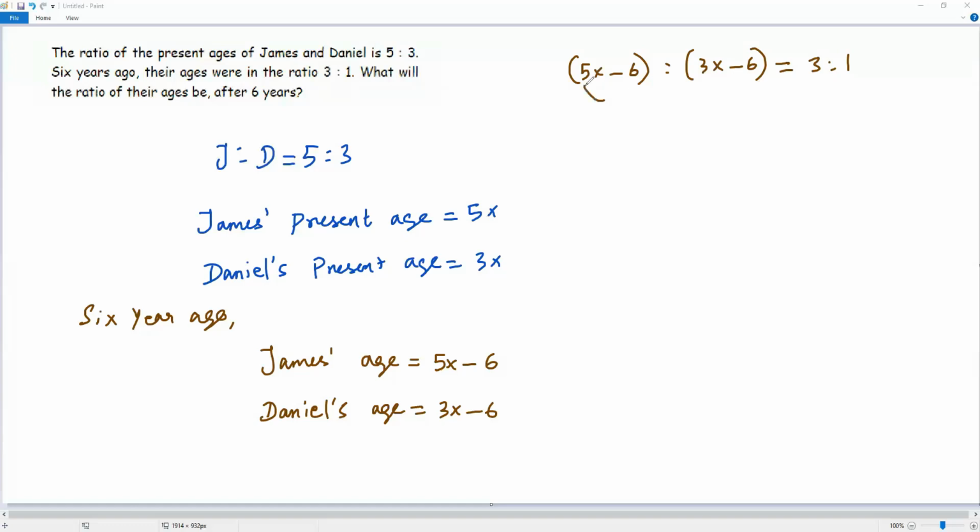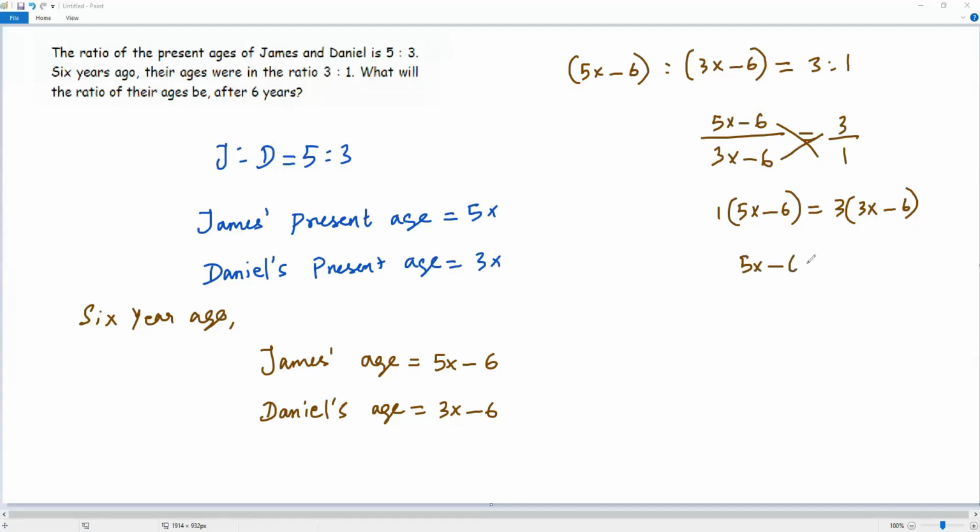Okay, now I have to solve for x in this equation. For that, we can write the ratios as fractions. I get 5x minus 6 over 3x minus 6 on the left side. On the right side, I get 3 over 1. So I can do cross multiplication. So 1 times 5x minus 6 is equal to 3 times 3x minus 6. If we distribute 1 to this one and this one, I'll be getting the same thing, that is 5x minus 6. If I distribute 3 to 3x, I'll be getting 9x. 3 to negative 6, it will be negative 18.